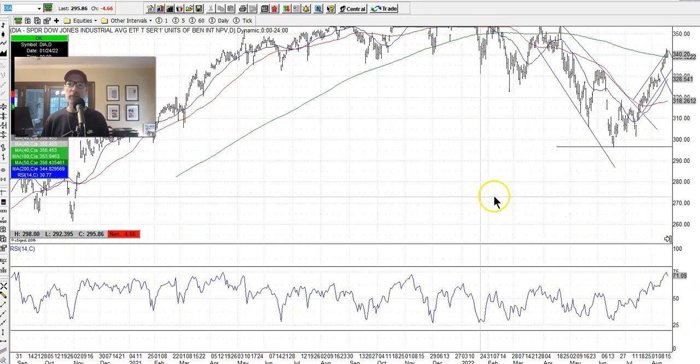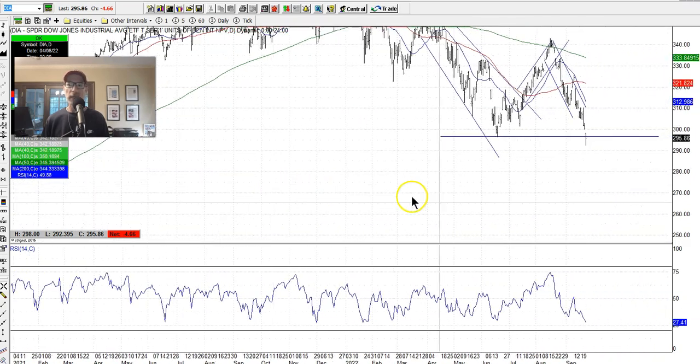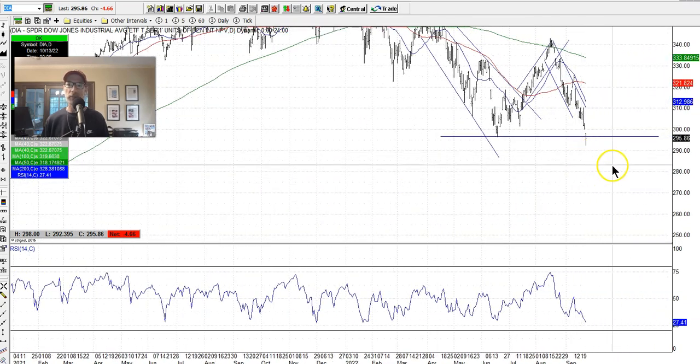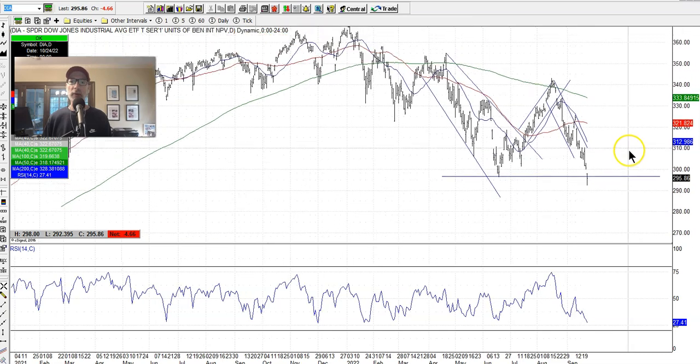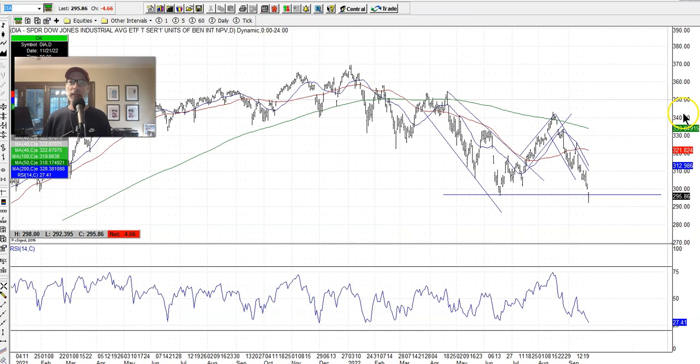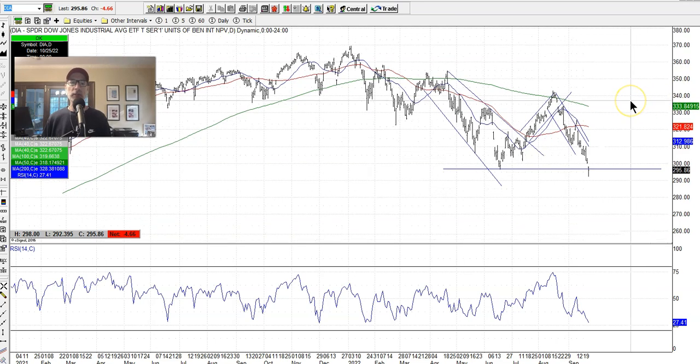And so where's the next support for the Dow? They've had an air pocket here between 280 and 290. So right now we're looking at this area between 280 and 290 as probably the next potential landing spot for the Dow. So the market is on the defensive, right? The path of least resistance has been downward since the middle of August, when it hit the top and hit the 200-day moving average. So you have to be more defensive in this situation.